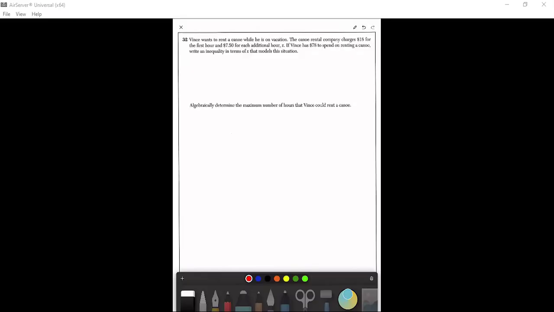The one thing that's really important is normally when we're given a linear word problem, usually it's in the form of y equals mx plus b. B is the y-intercept, m is the slope. Now this one, we know that it's $7.50 per hour, so that's going to be the slope, but they don't give us the y-intercept. They didn't say we have to pay $18 up front just to rent the canoe. It says for the first hour, it's $18. So that means that we're not starting at the y-intercept.